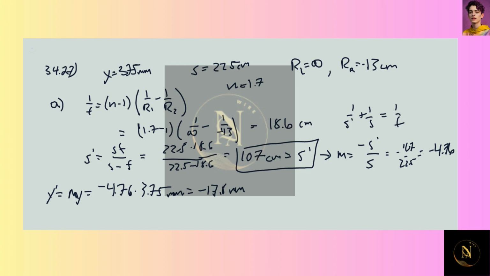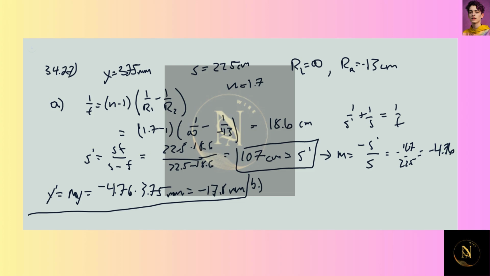So that means the image is 107 centimeters to the right of the lens, and it is 17.8 millimeters tall. It is real because it's on the right of the lens, and it is inverted. So that was all they wanted for part A. Now let's move on to part B.